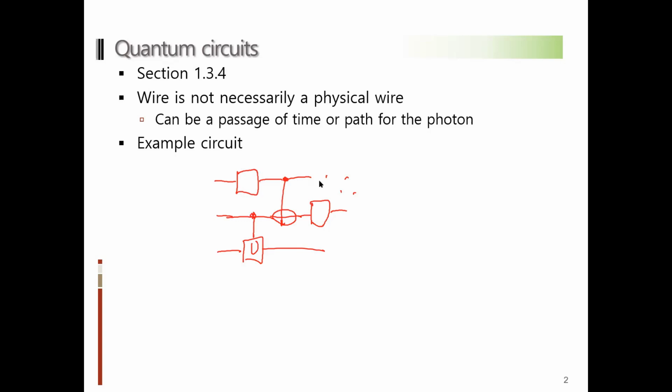When I draw the circuit like this, if you are very familiar with the concept of a typical circuit in electronics, then you might think that we have some kind of gate, these gates are physical objects, and there is some kind of wire, and so forth. And that's not the case.